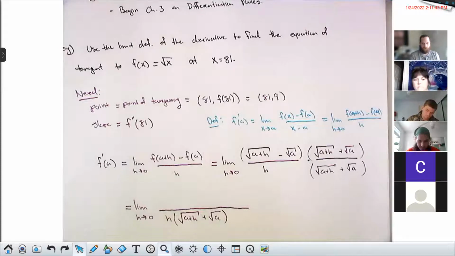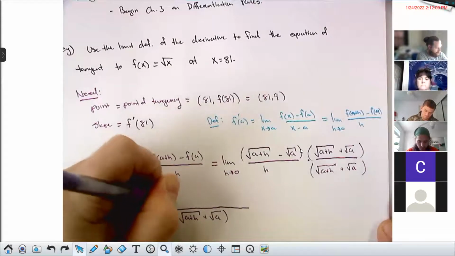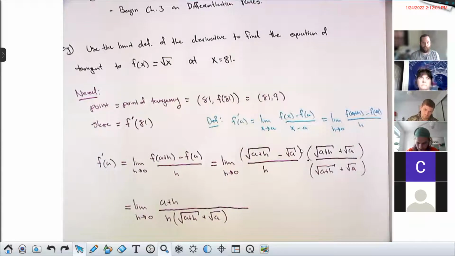Upstairs, if you take your firsts, that's root a plus h times root a plus h. That's just a plus h, right? The square root of something times the square root of that same thing is the thing. It's root a plus h all squared, or just a plus h. The outer is root a plus h times root a. And the inner is negative root a times root a plus h. So the outers and the inners cancel. And that's what's so nice about this multiply by the conjugate trick.